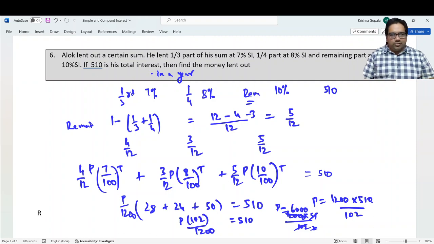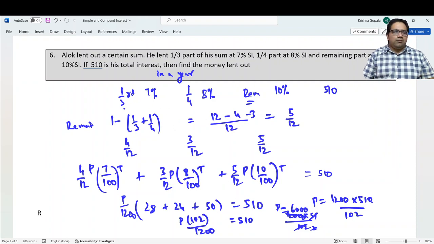So let's relook at this question. Alok has got a certain amount of money. One third of it, he has given at 7%. One fourth of it at 8%. And then the remaining at 10%. What is the remaining? 1 minus 1 by 3 minus 1 by 4. The denominator is 12. 12 minus 4 minus 3 equals 5 by 12.